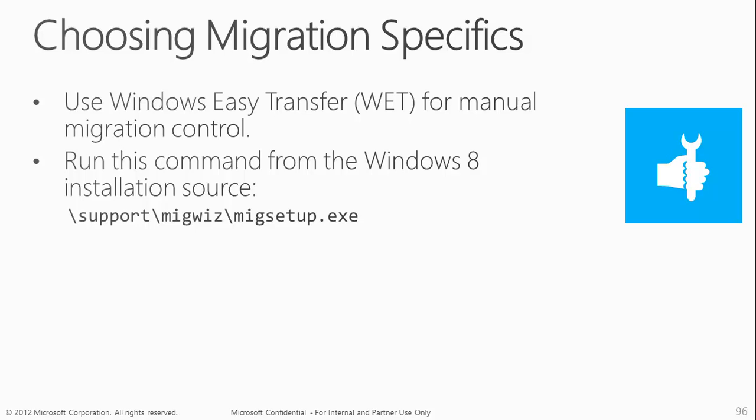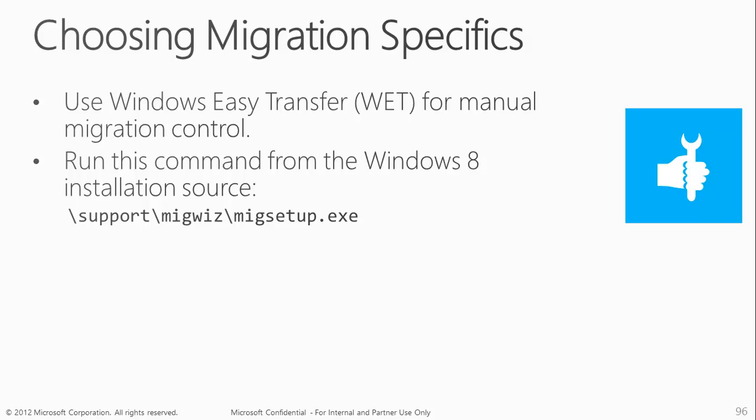Next, we're going to talk about choosing migration specifics. Some customers may want to choose which elements of their configuration are migrated to Windows 8. Using the "what do you want to keep" options in setup doesn't give users the chance to select specific user accounts, paths, setting types, and other detailed options. If a user prefers to choose their migrated elements more specifically and granularly, they can still use Windows Easy Transfer with the same experience as was provided in Windows 7.